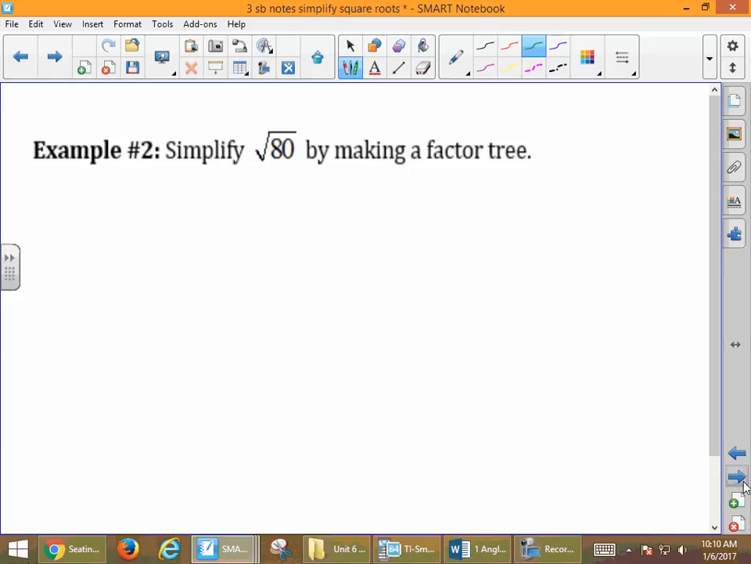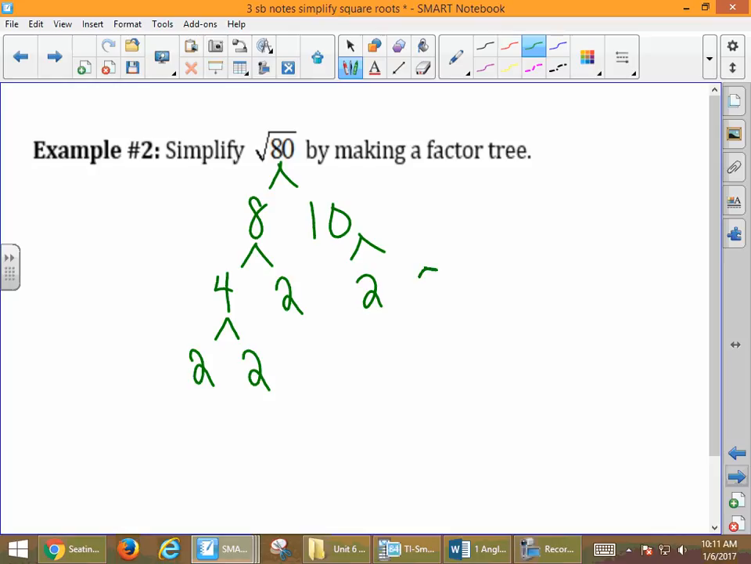So in this particular case, all that we need to know is one set of factors that multiply to be 80. In this case, maybe 8 times 10. And there's nothing wrong with you using 4 times 20, 5 times 16. There's nothing wrong with that. But what we're going to do is 80 is 8 times 10, and 8 is actually 4 times 2, and 4 is 2 times 2. 10 is 2 times 5.